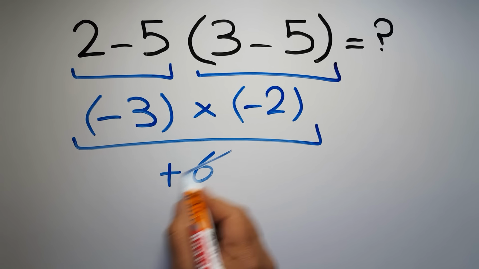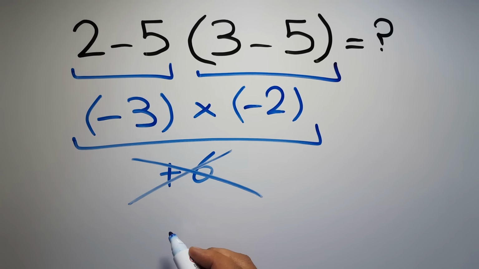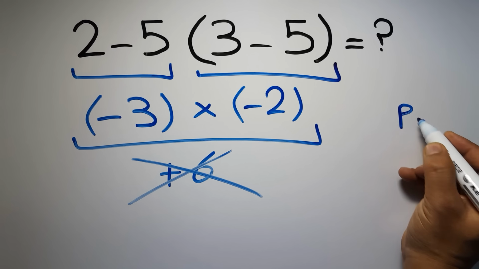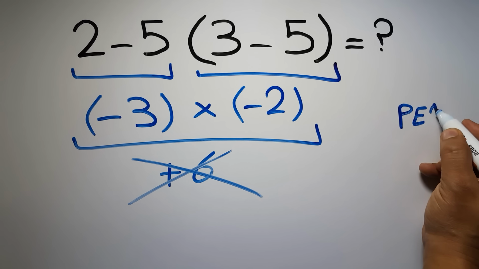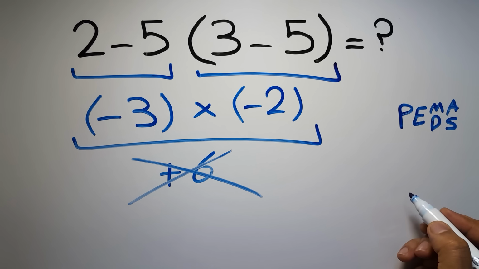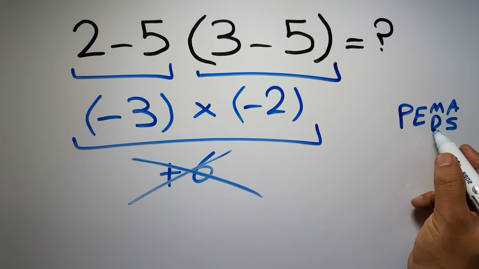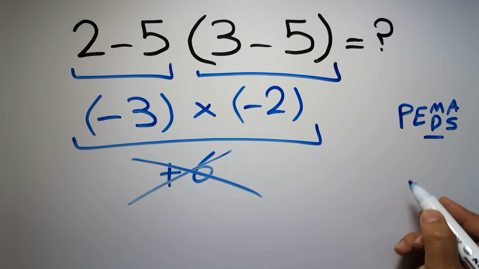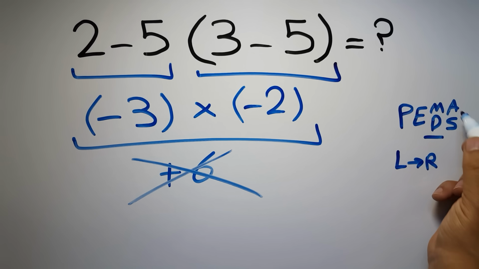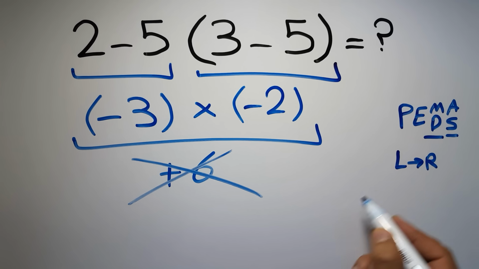But this answer is not correct, because according to the order of operations, first we have to do parentheses, then exponents, then multiplication or division, and finally addition or subtraction. Remember that multiplication and division have equal priority, and we have to work from left to right. And the same applies to addition and subtraction.